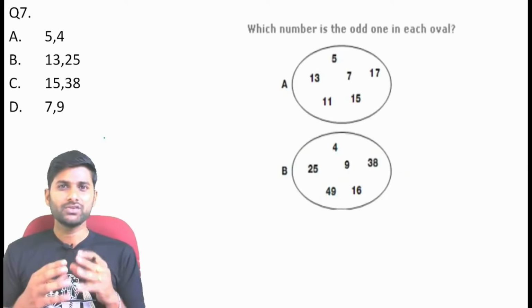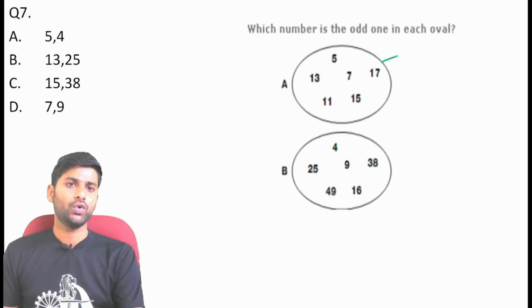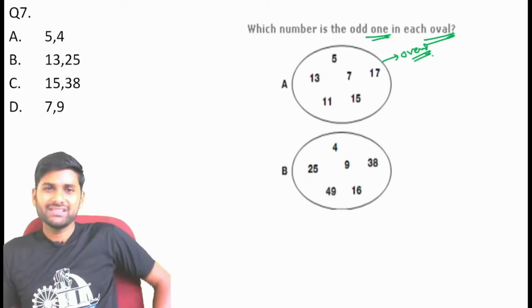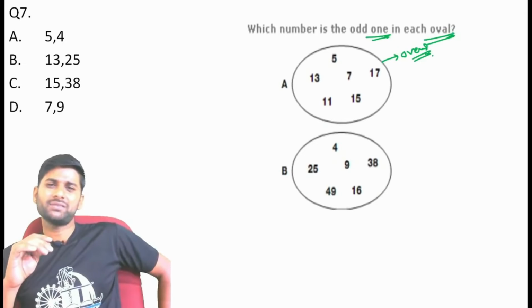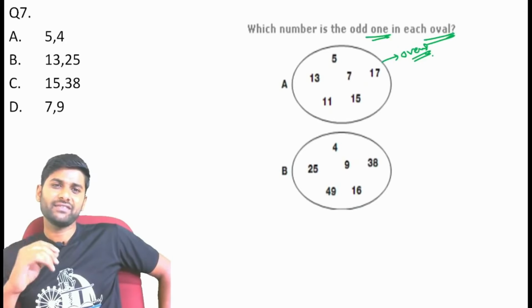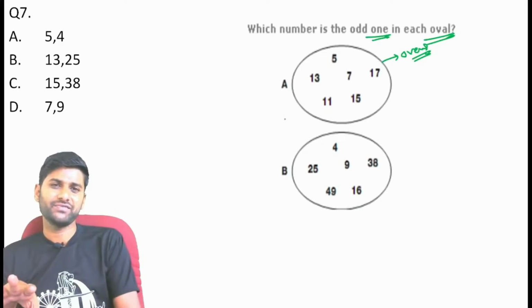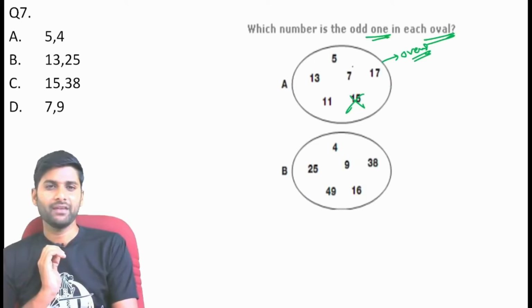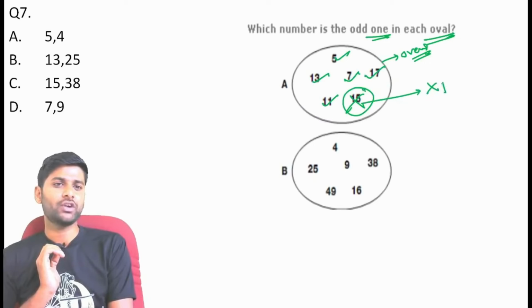Excellent. So there is an oval shape. Now, which number is the odd one in each oval? Just find out the odd number in oval A and oval B, guys. See, what are the numbers they have given? 13, 11, 5, 7, 15, and 17. If you see the entire numbers, 15 is not a prime number, guys. 5 is a prime number, 13 is prime, 11 is prime, 7 is prime, and 17 is prime. Here, 15 is not a prime number. So that is the odd one in oval A.